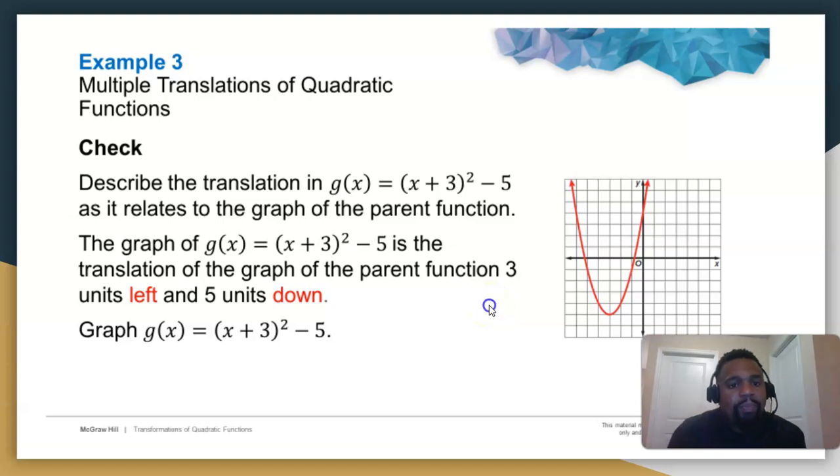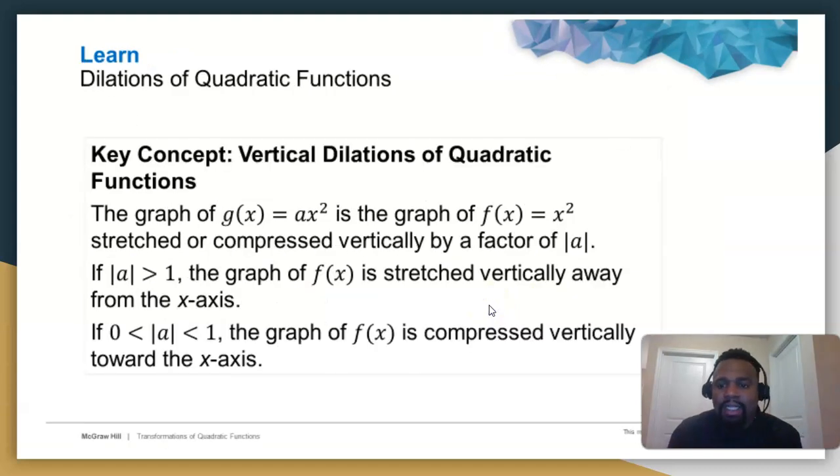All right. Now let's talk about dilations. Dilations is not necessarily a movement or a sliding of the parabola. It's either a stretching or a compression of your graph. So you're actually doing something with your parabola itself. So if we look at a vertical dilation, we're multiplying. Think about the leading coefficient here.